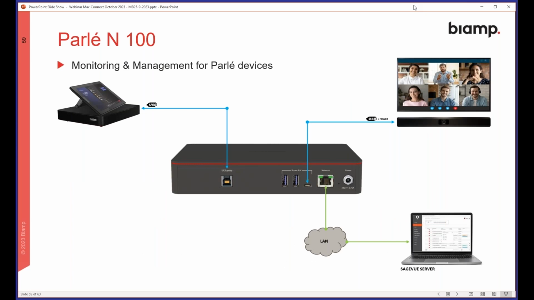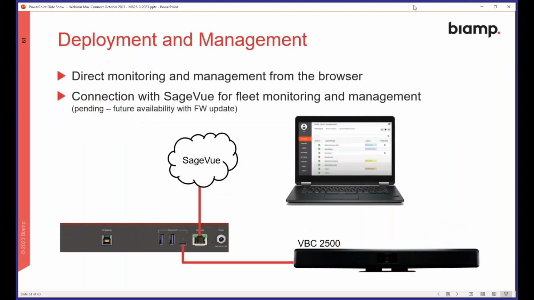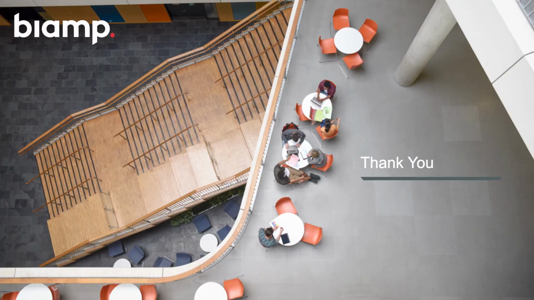This is the typical installation, and using the network, I can control, configure, update the VBC, for example, in this picture. So with this Parlé N100, it's possible to upgrade, for example, the firmware on the ABC, VBC, and VD250, configure this set of peripherals, and remotely start the launch process.